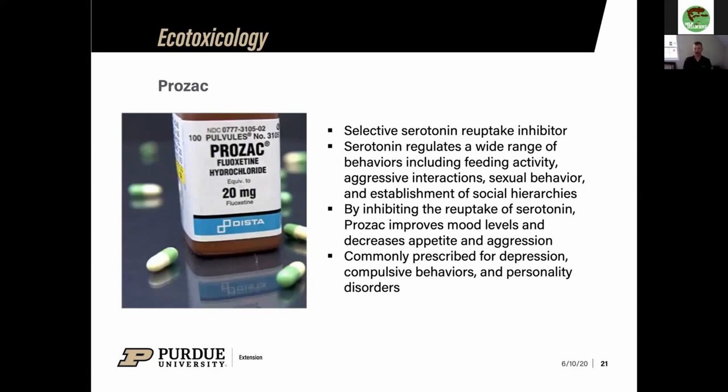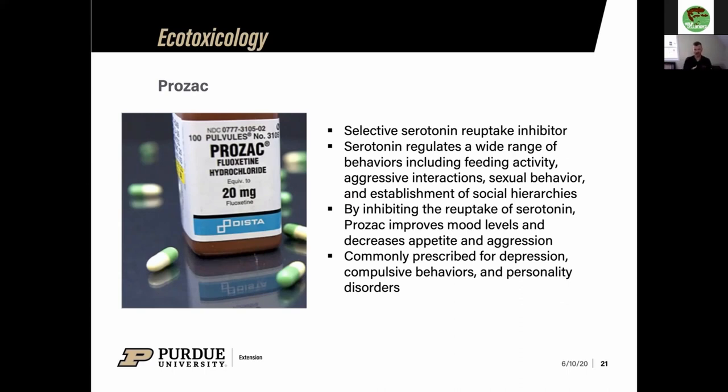Okay, so just a little bit about Prozac. It's a selective serotonin reuptake inhibitor. Okay, so serotonin, this regulates a wide range of behaviors in humans, including feeding activity, aggressive interactions, sexual behavior, as well as social hierarchies. So again, Prozac, by inhibiting the reuptake of serotonin, works to improve your mood level, decrease appetite, as well as decrease aggression. So we typically prescribe this for things like depression, compulsive behaviors, and personality disorders. Okay, so that's your background on Prozac.